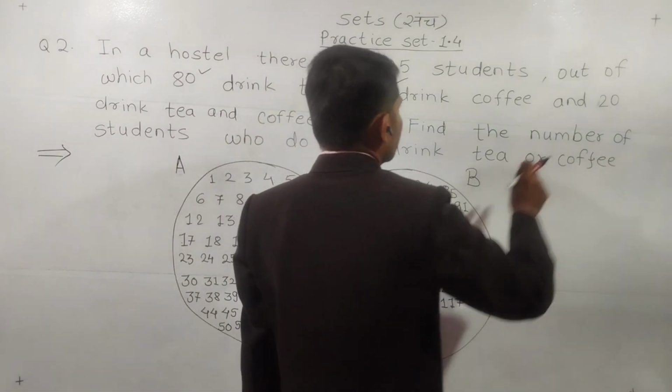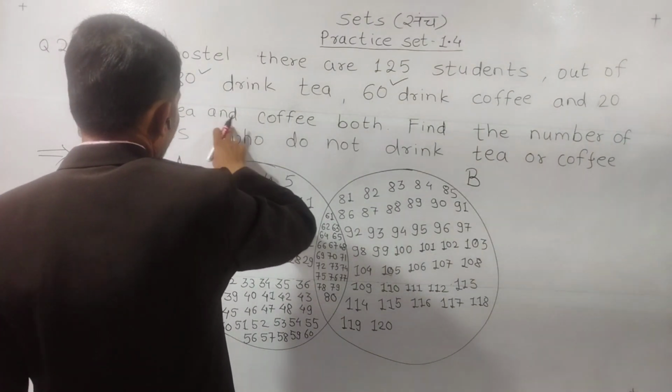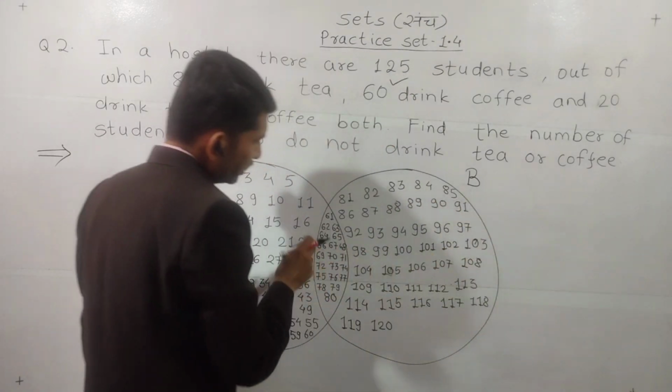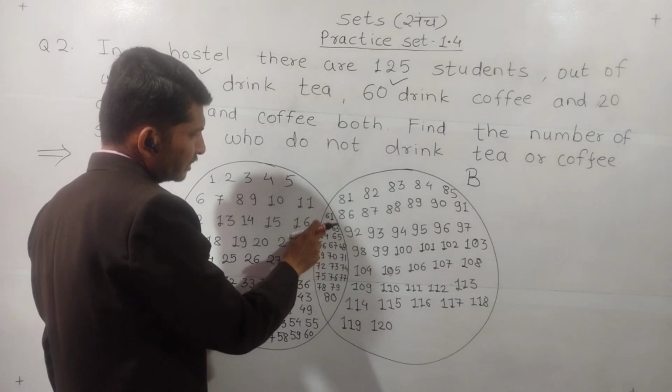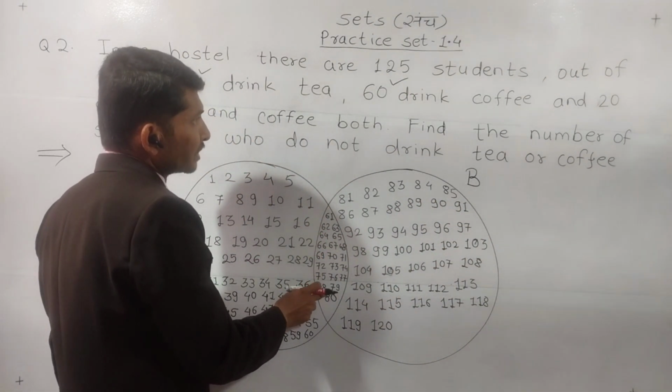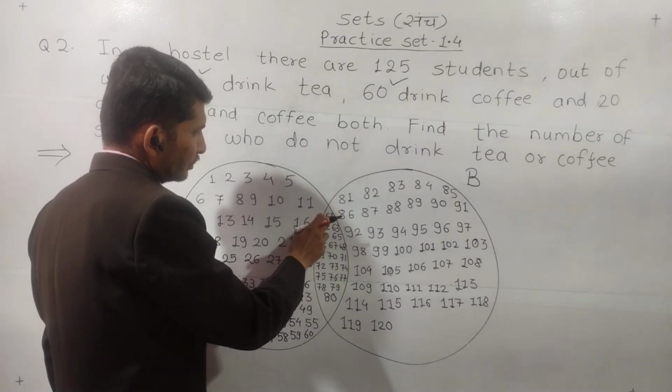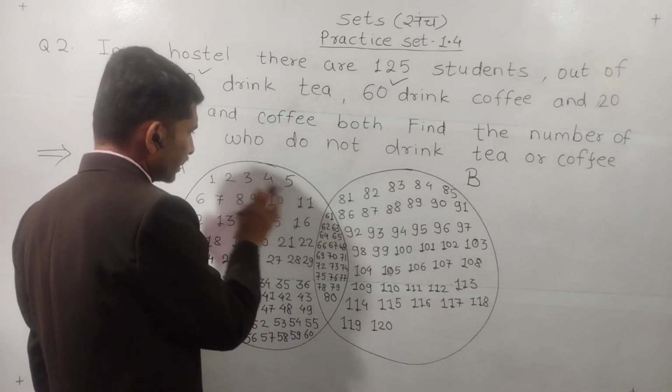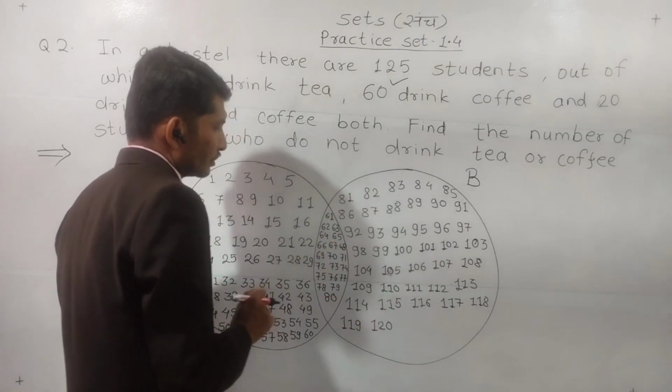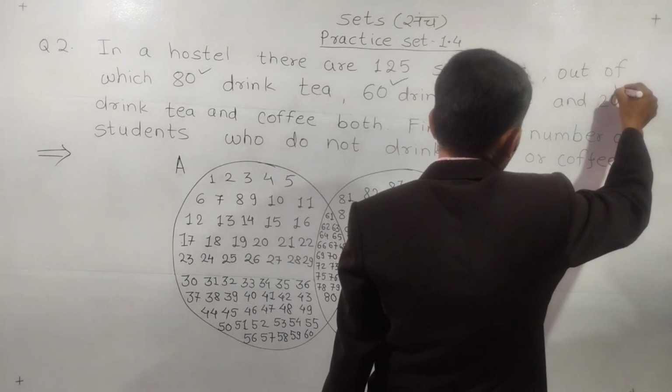And 20 students drink tea and coffee both. See, these students are in the intersection who drink coffee as well as tea, who are included in set A also and set B also. So this condition is also fulfilled.